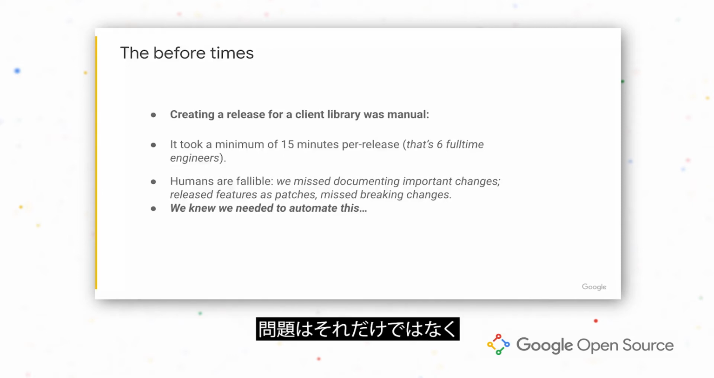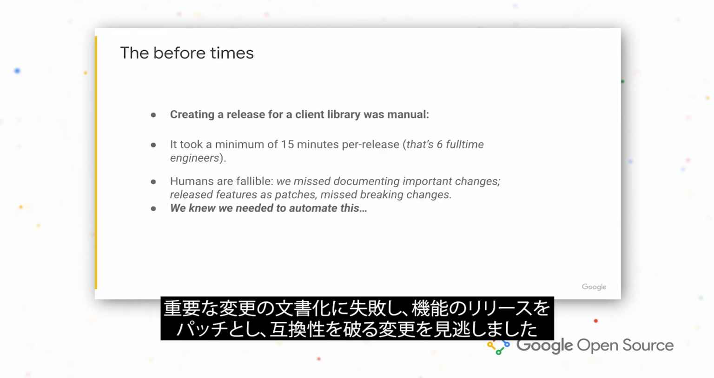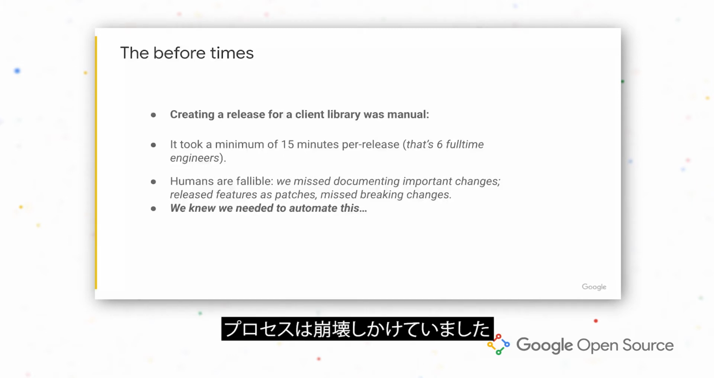But this isn't the only problem. Humans are fallible. We missed documenting important changes, released features as patches, missed breaking changes. In general, the process was breaking down a little bit. We knew that we needed to automate this.